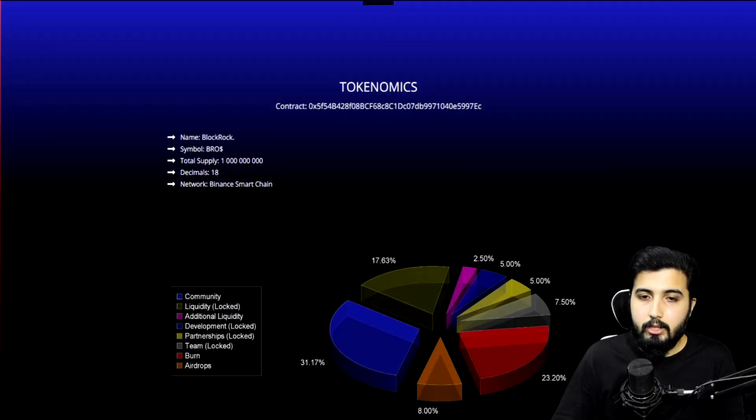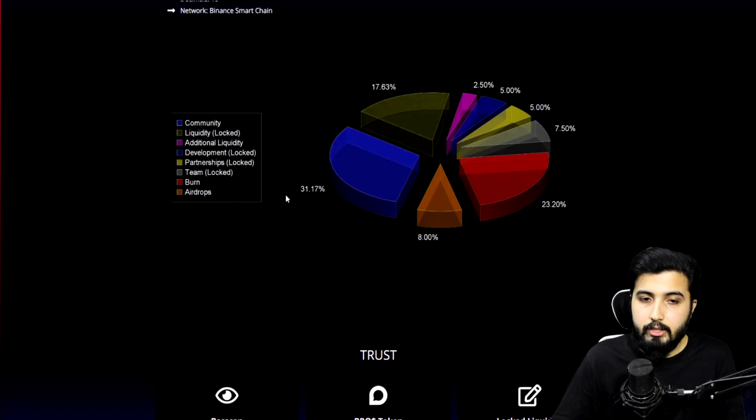Now here's the tokenomics. This is the token address. We have the name BlockRock. Symbol is Bro. We have a total supply of 1 billion, which is not a lot. We have 18 decimals, and the network it is on is the Binance Smart Chain. Now this is how it is distributed.